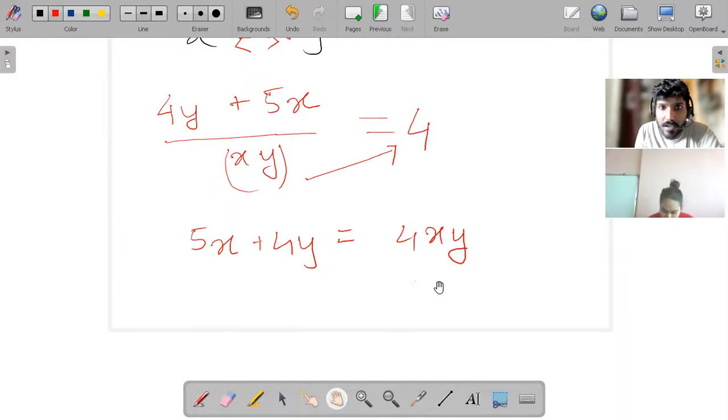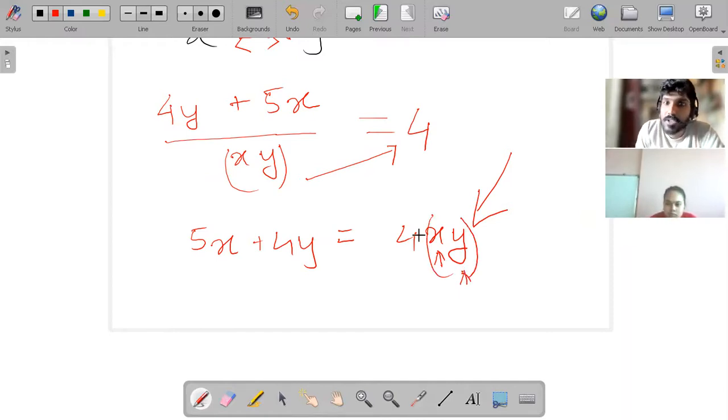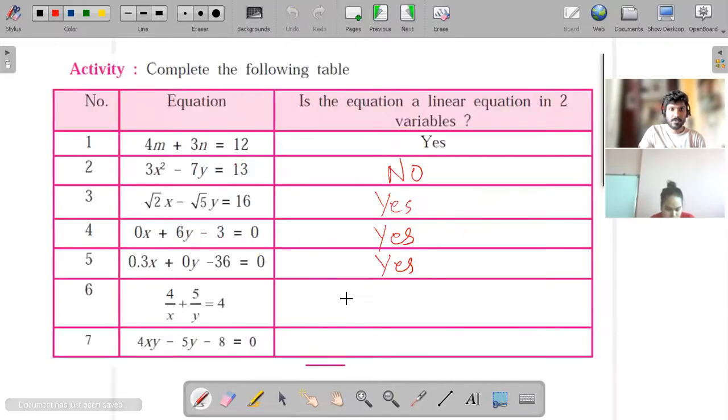Now you look at the power of this last term. Look at the two combined power. So what is the power of x? 1. Power of y is also 1. And what will be the combined power because it is together? 2. So the combined power is 2. Now tell me, will it be a linear equation? No. So this is not a linear equation. So here you write no.